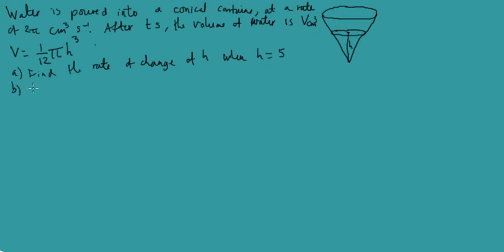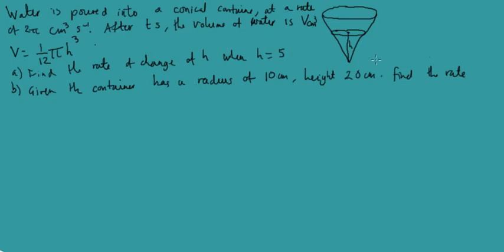And secondly, given the container has a radius of 10 centimeters and height 20 centimeters, find the rate of change of h when the container is half full. And we want our answer to that to 3 significant figures.